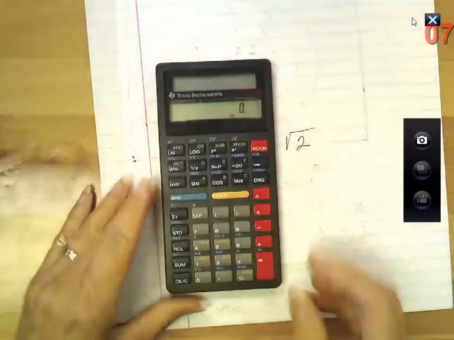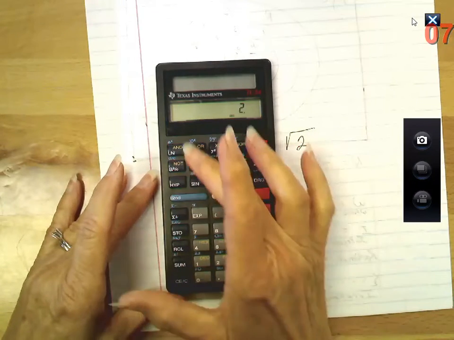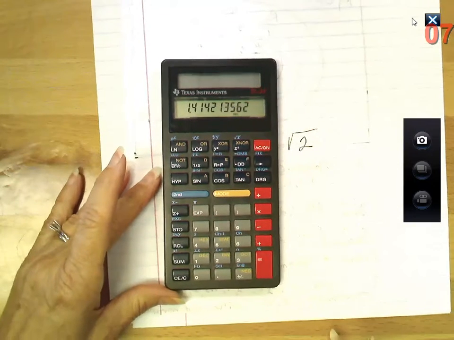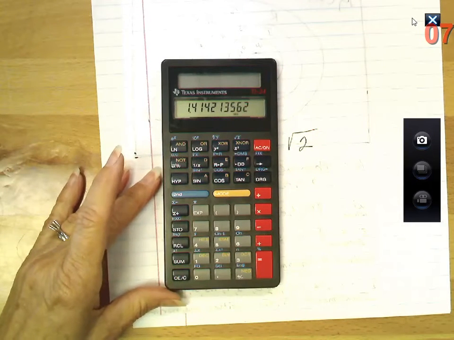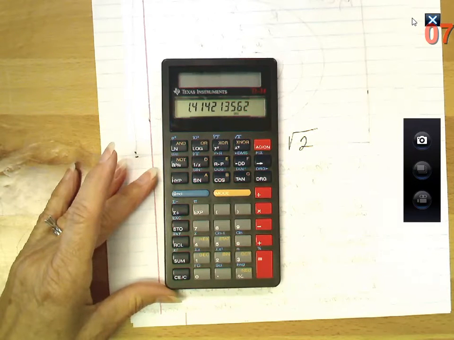Alright, square root of 2: you put in 2, and then you do the second button and square root. So it's 1.4142135562, and so on and so on. It never ends and it never repeats.